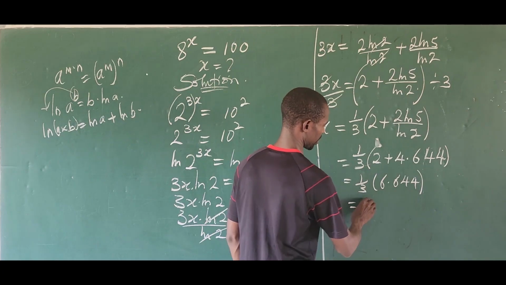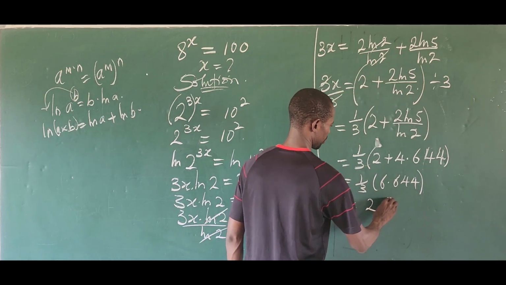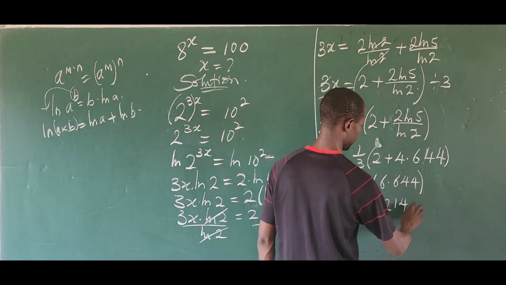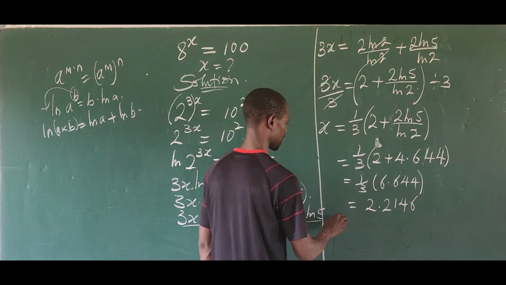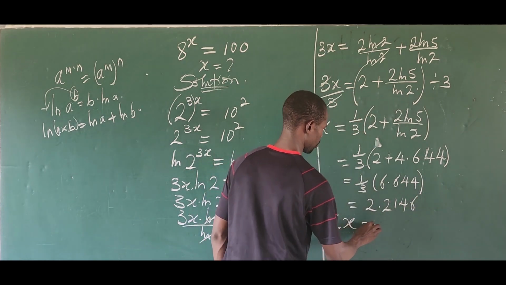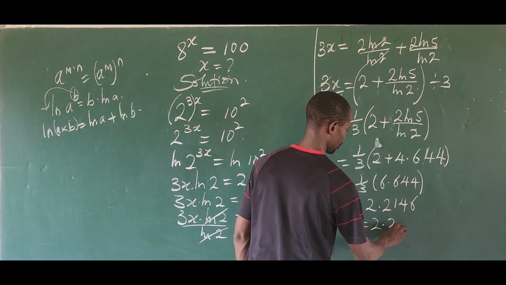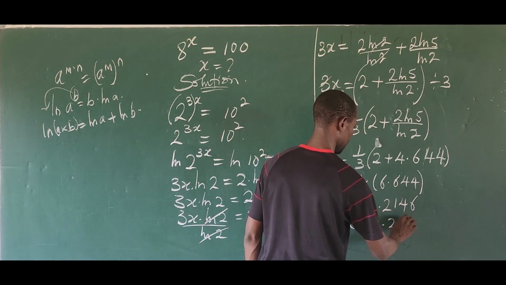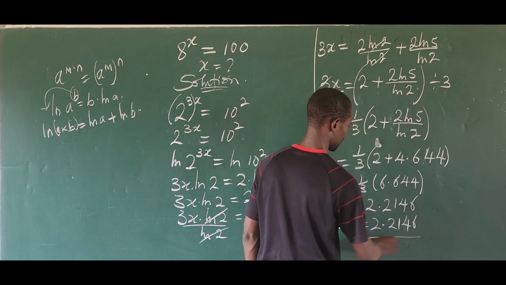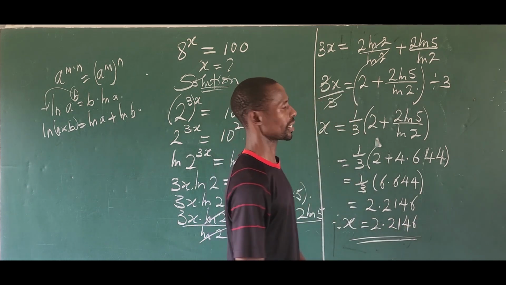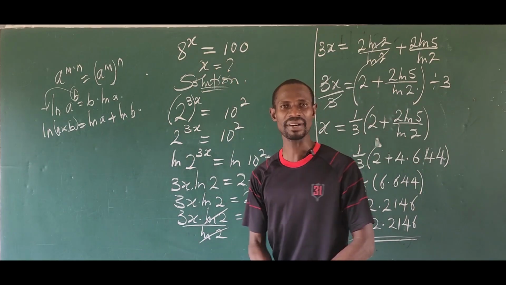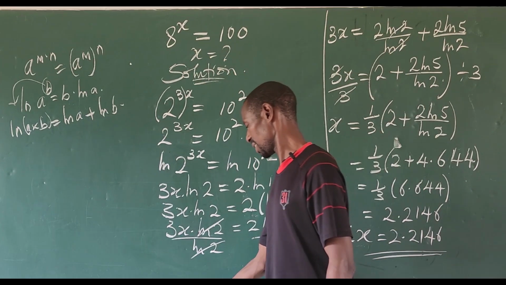If we use this to divide this, what would this give us? This is going to give us 2.21, therefore approximately x is equal to 2.215, or let's leave it at 4.6. Okay, so this is the value of x. If you put this value up here, it's going to give you the approximate value for this challenge.